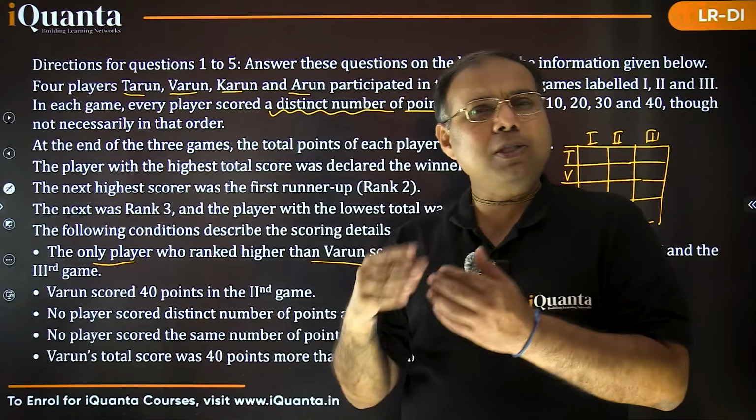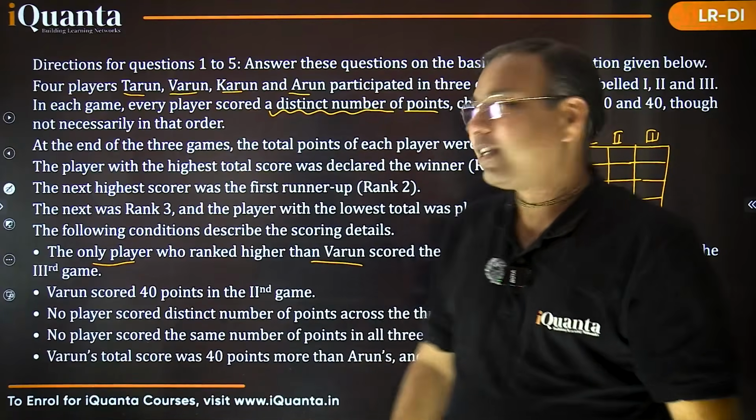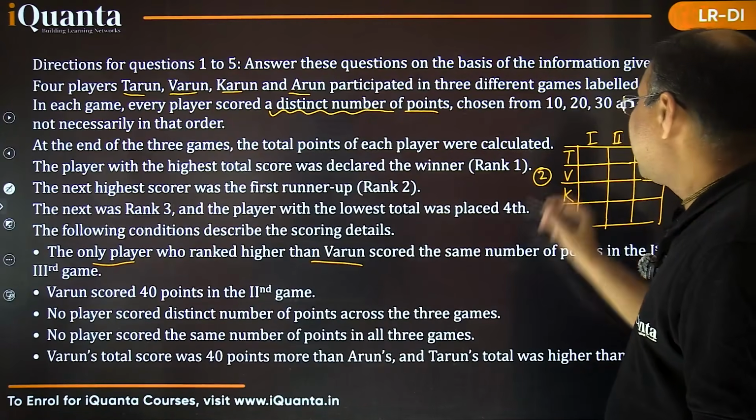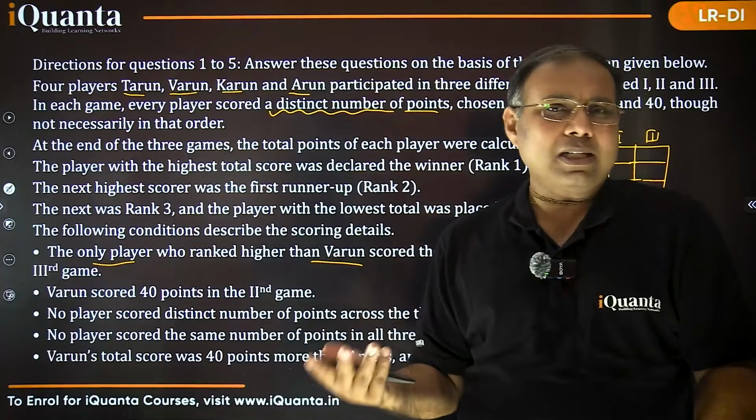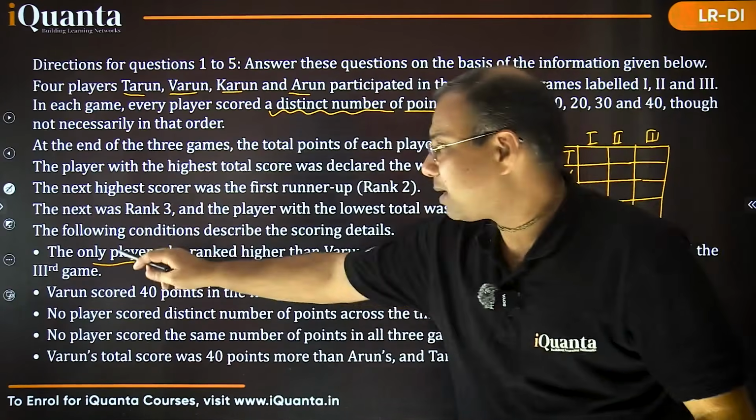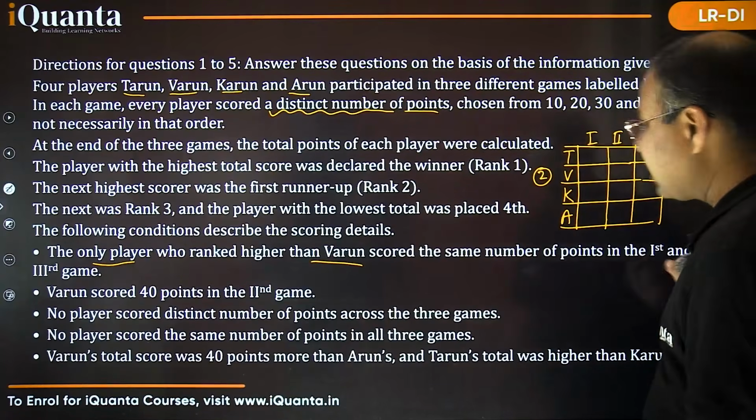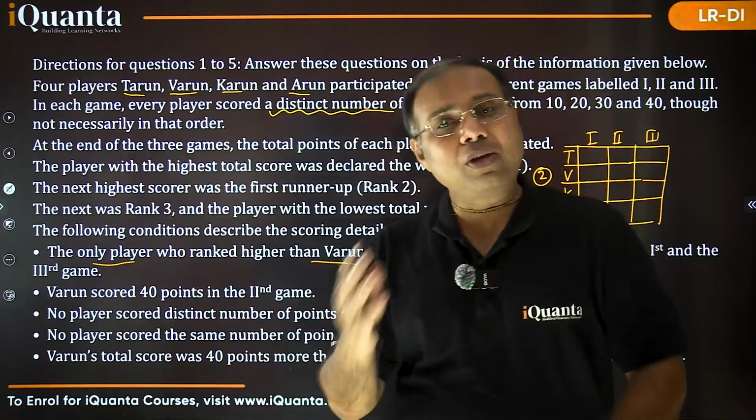So there is only one player above Varun, so which position is Varun at? It's second position, right? Varun is certainly at the second position. Now who that is, we don't know right now. And this person, the only player who ranked higher than Varun, scored the same number of points in the first and the third game. So this person has the same score in the first and third game.